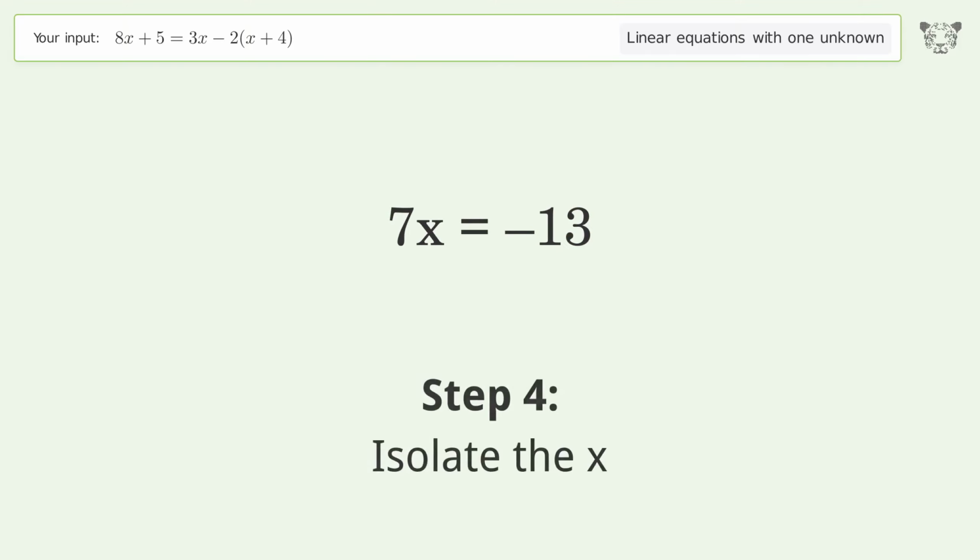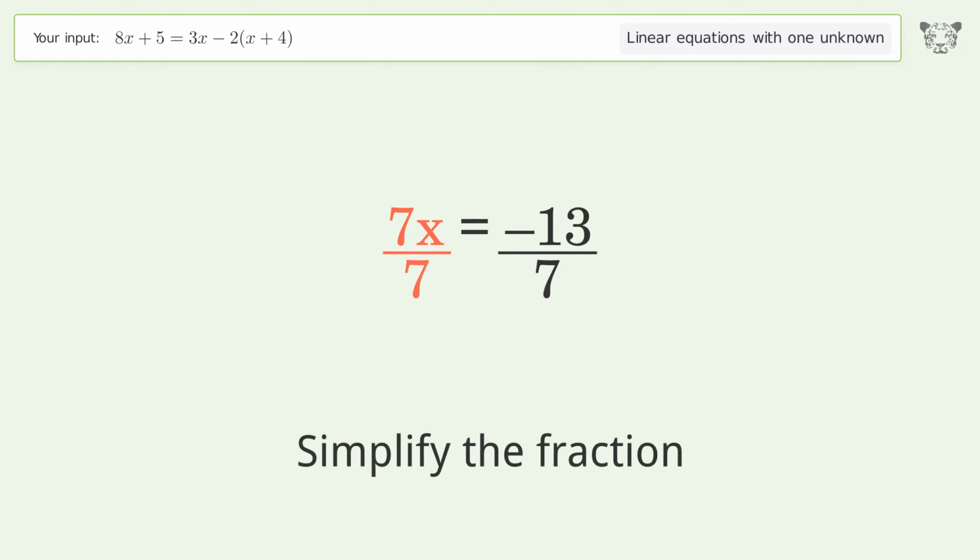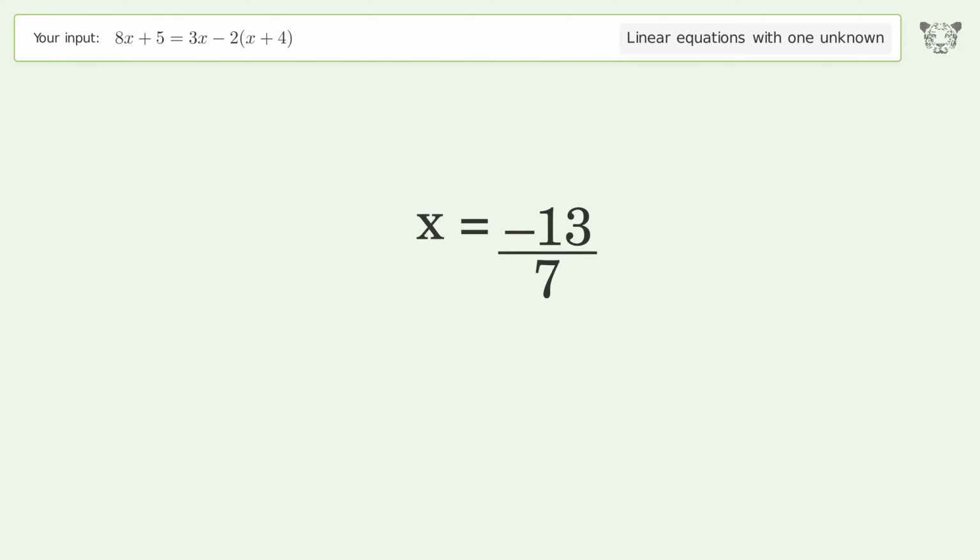Isolate the x. Divide both sides by 7. Simplify the fraction. And so the final result is x equals -13/7.